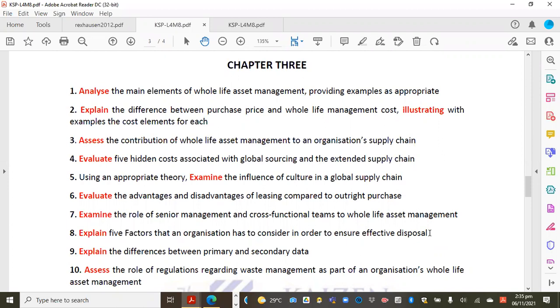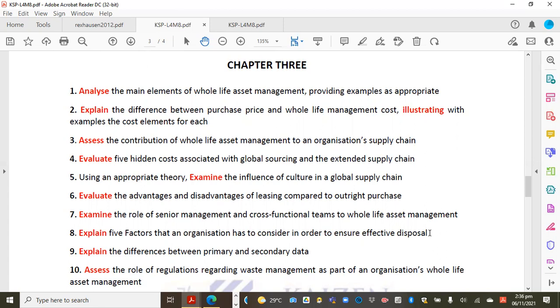Then even the reputation. Reputation is also one of the things. You would want to consider your reputation when disposing of assets. If you don't dispose of it well, you'll be perceived as an environmentally poor performer, and that can affect your reputation. So you may want to do the right thing.